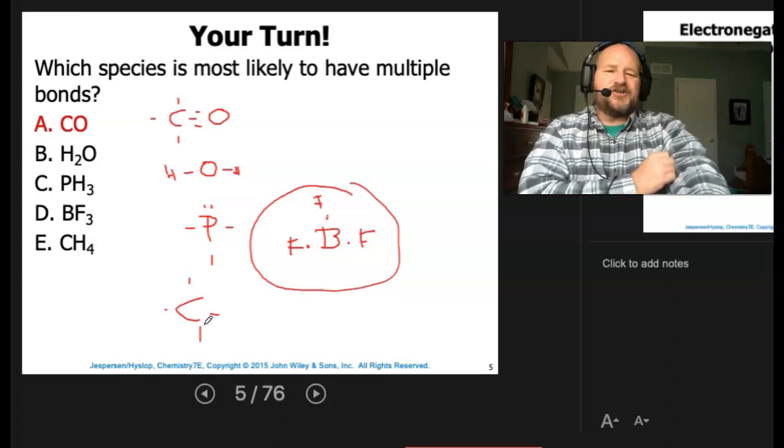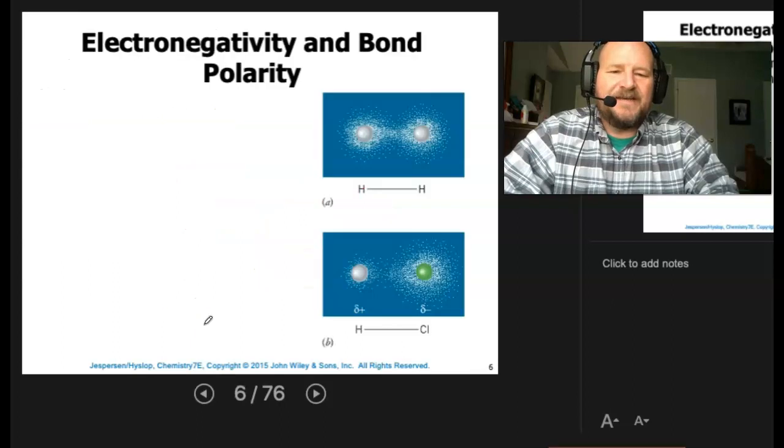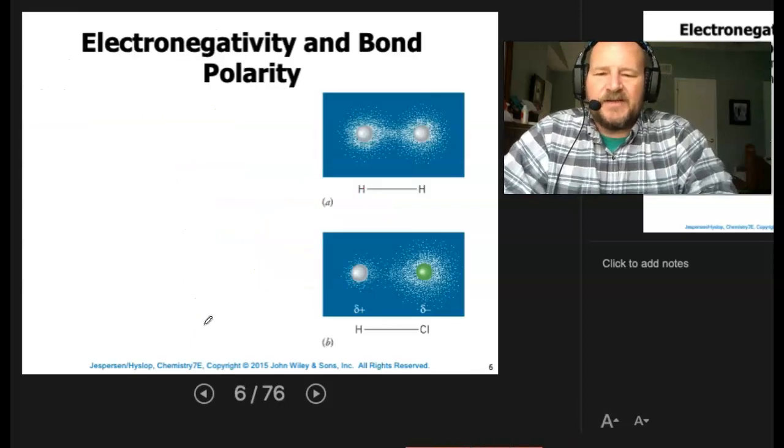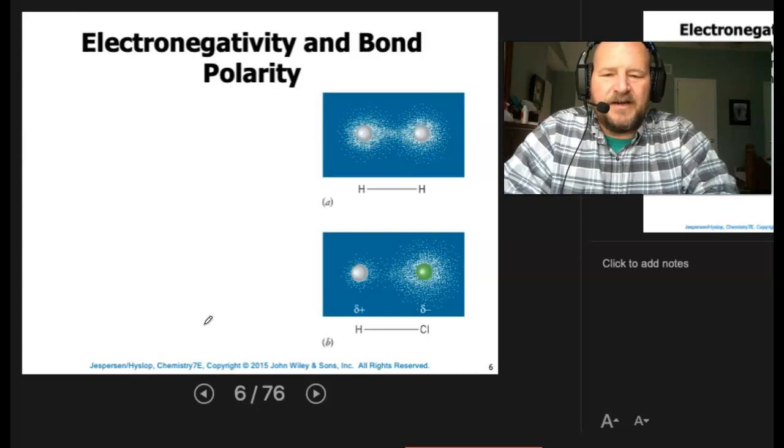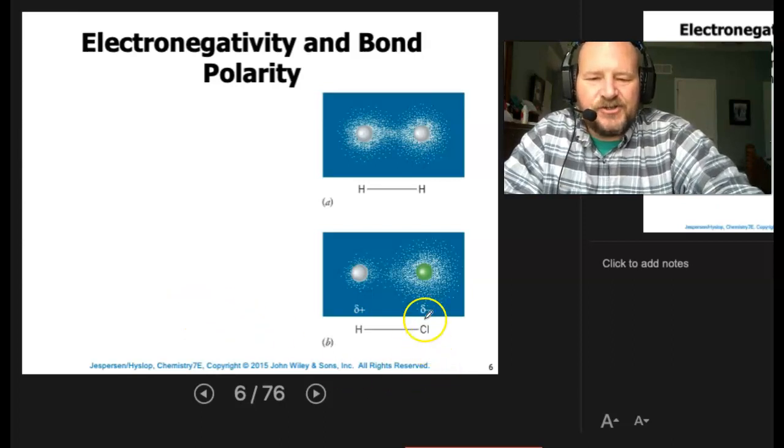All right, so once we start sharing electrons, we start to ask questions like, are they being shared evenly? And of course, that's going to bring up electronegativity and bond polarity. So when we look at hydrogen here, we know that both of those should be about the same, and so they're going to share equally. But if we look at HCl as a gas, there's more electron density around the chlorine than the hydrogen, which means they're not being shared equally. In fact, the chlorine has what we call a partial negative charge. And here you can see we represent that with a little delta negative.